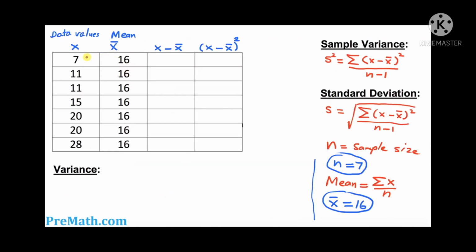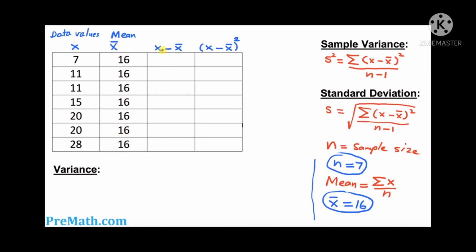So in this step, we will go ahead and fill out all our data values, which we call x values, in this table. As you can see, in the very first column on the left hand side, I put down all data values from 7 all the way to 28, and I'm going to call them x values. The next column, I put down all our mean values, which we call x bar. We figured out these values in the previous step.